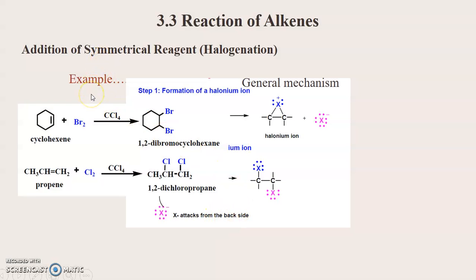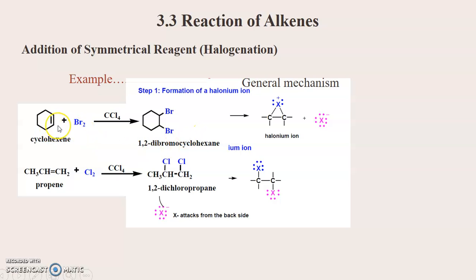Okay. This is the general mechanism. Step 1 is the formation of halonium ion. The carbon double bond will attack one of the halogens, forming a halonium ion. Okay, then this halonium ion, which has a positive charge, will be attacked by the negative charge and form another bond here. Okay, X attacks from the back side. But why is the picture not here?